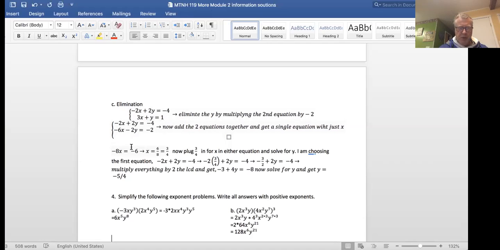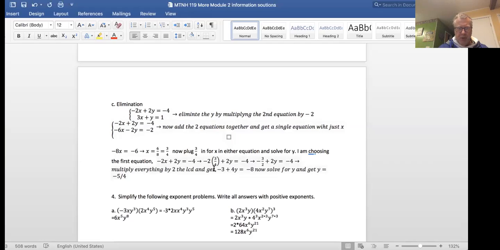Add the two equations, we get minus 8x equals minus 6. Divide both sides by minus 8, we get 6 over 8, or 3/4. Same value we got in the other one for x. Then I take the 3/4, I substitute it in for x in one of these two original equations. I chose the first one, just for the fun of it. I could have chosen the second one as well.